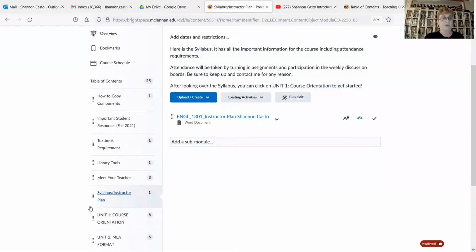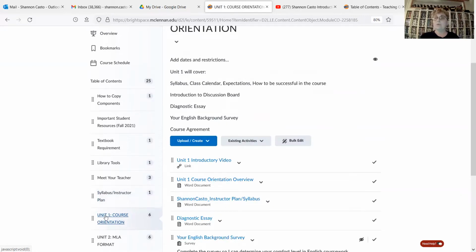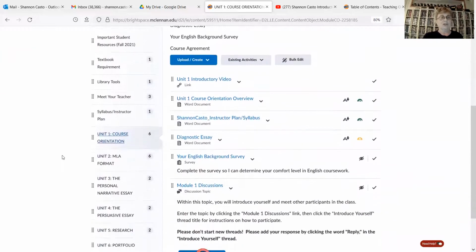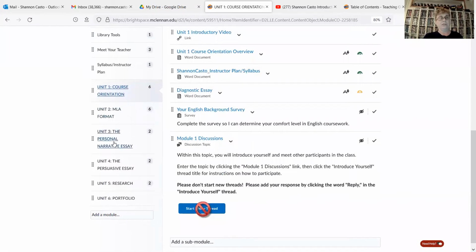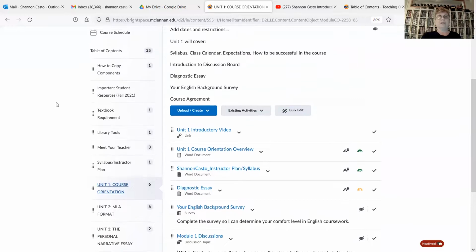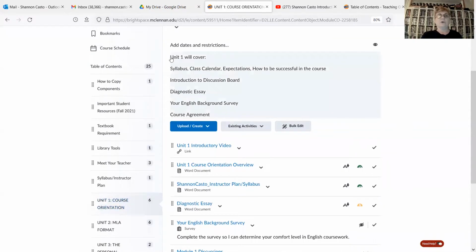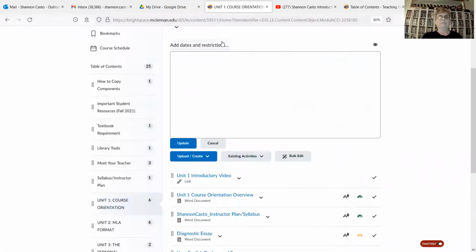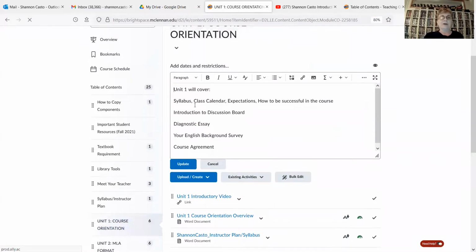If we come over here to our table of contents, again, we start with Unit 1. I went ahead and developed Unit 1 and Unit 2 to show everybody, but I actually have all of my units listed, and I have a few things in them, but these two are the most developed. Up here it says Unit 1 will cover, and we have, sorry about that, I didn't mean to click on it. We have the syllabus, class calendar, expectations, how to be successful. I talk about the discussion board, diagnostic essay, a survey, and a course agreement.